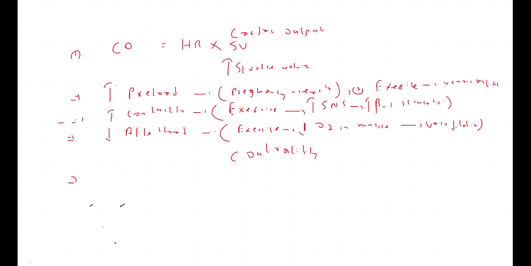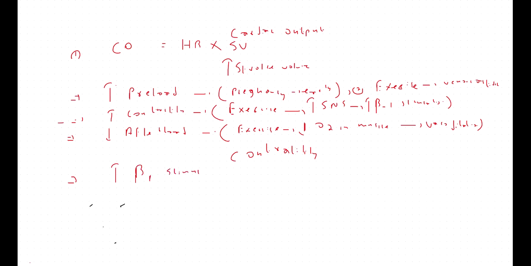Contraction of the cardiac muscle is called contractility. It's very simple. Why do you guys keep thinking more? So contraction of cardiac muscle is called contractility, and it's increased by increased beta 1 stimulation. When you have more beta 1 stimulation, it will lead to increased contraction.